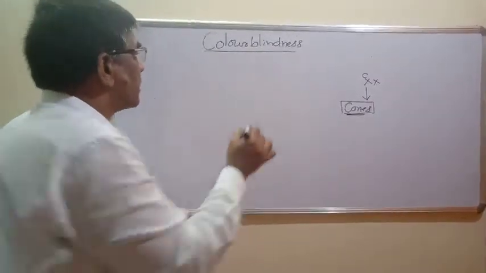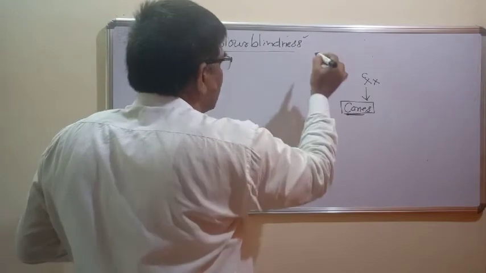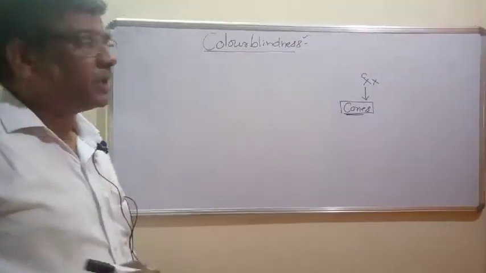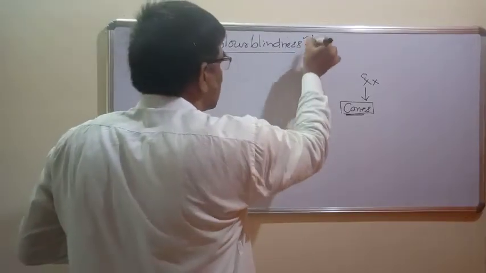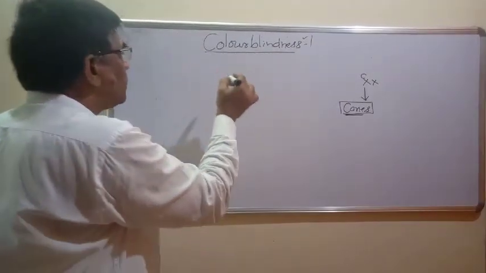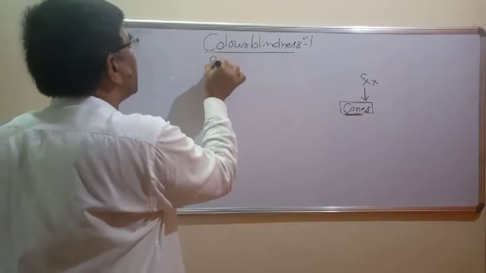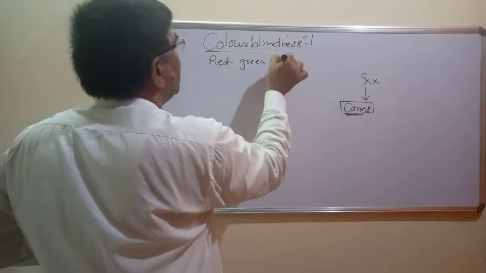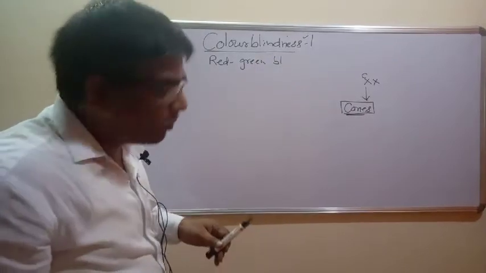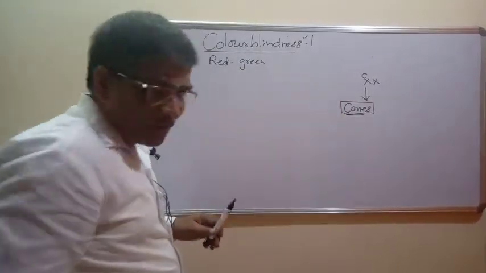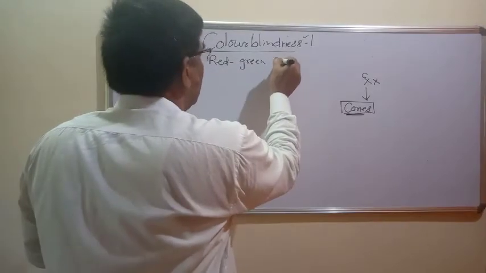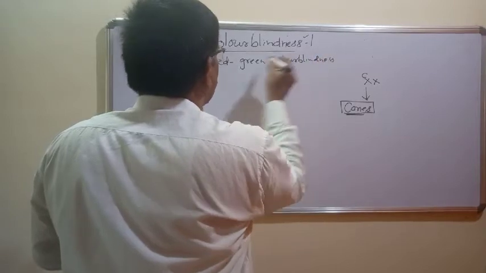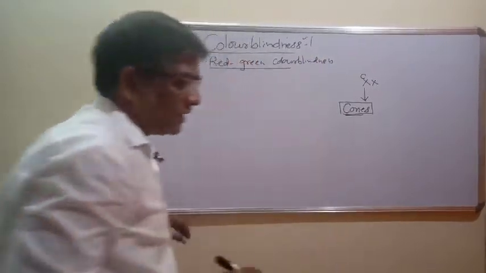This color blindness was first noticed by a scientist known as Dalton. Therefore, color blindness is also called Daltonism. The more common color blindness is red-green color blindness. Red-green color blindness is a very common type of color blindness.